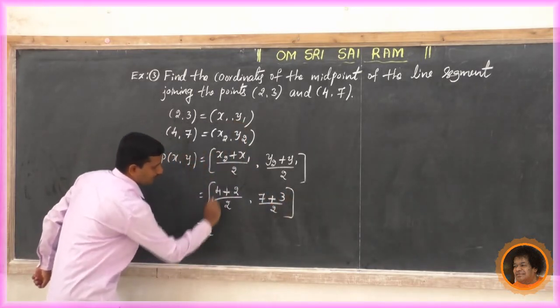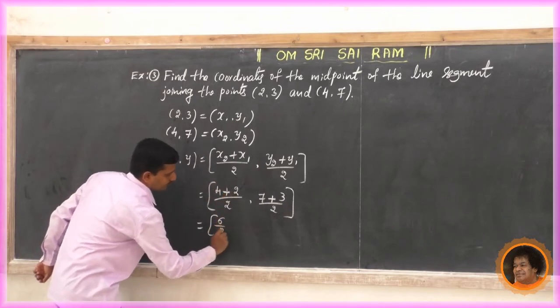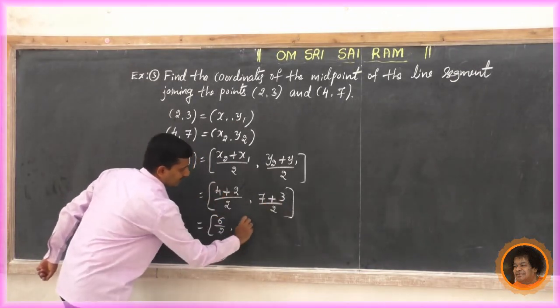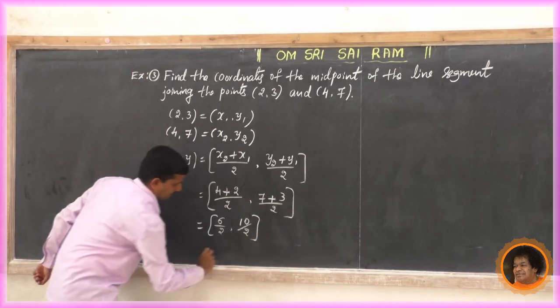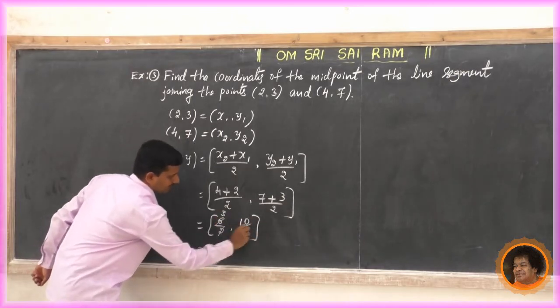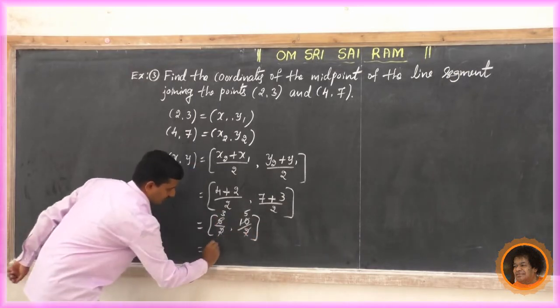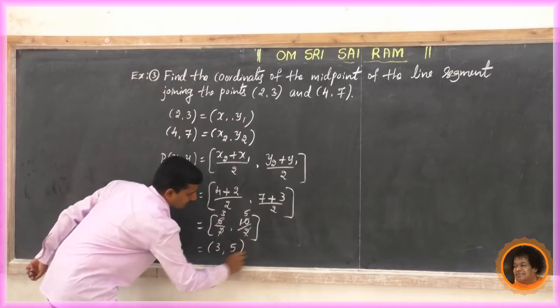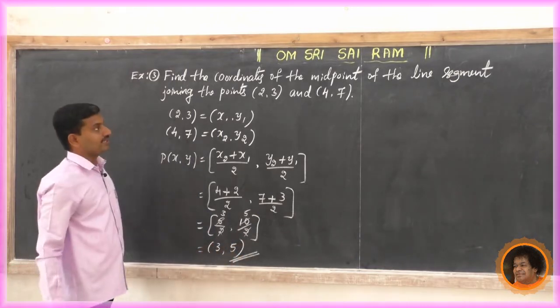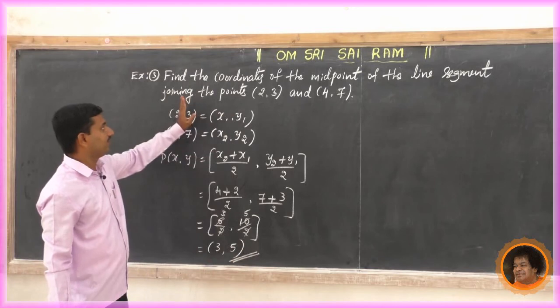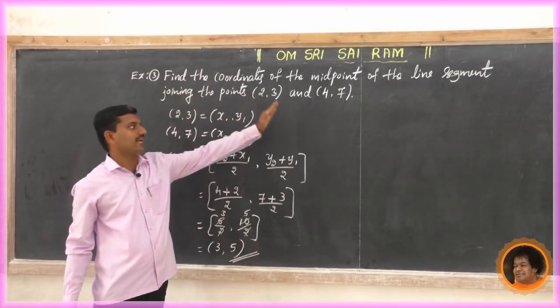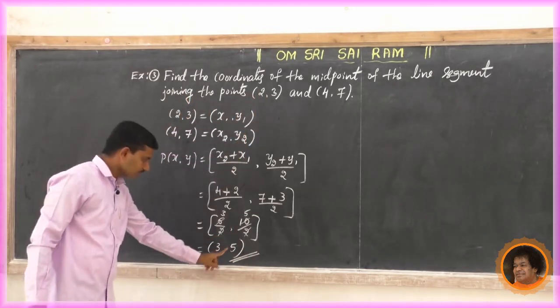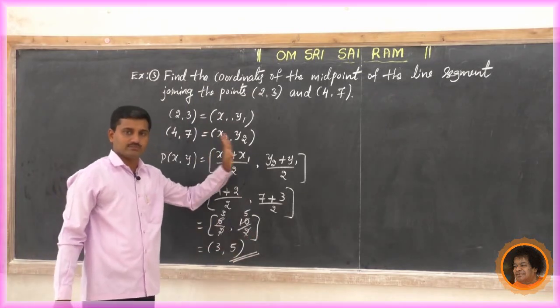Now simplify, 4 plus 2, 6 by 2, 7 plus 3, 10 by 2. So 2 ones are 2, 2 threes are 6, 2 ones are 2, 2 fives are 10. So answer 3, 5. So this is the coordinates of the midpoint of the line segment joining the points 2, 3 and 4, 7. That is 3, 5. So I think it is clear.